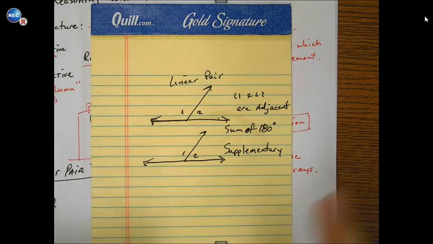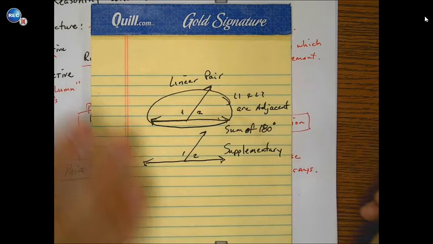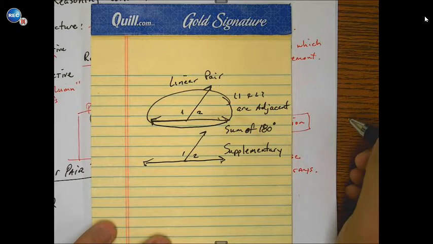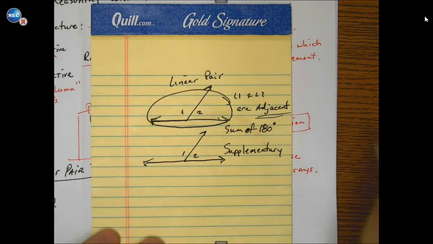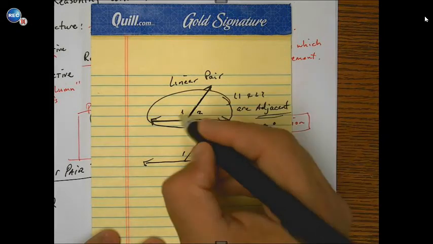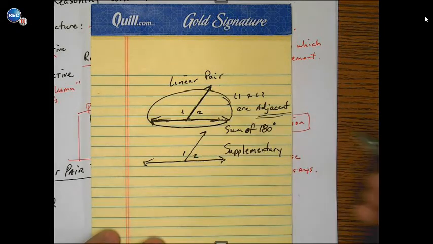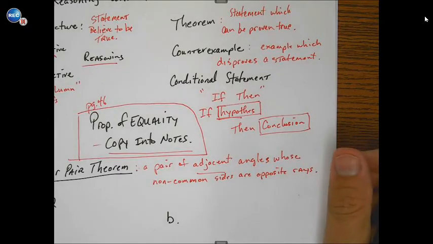Okay, so a lot of terminology today. Linear pair. This is a linear pair right here. Two angles that are adjacent. That's a linear pair. Okay? And if I don't know what adjacent means, they're next to each other. This is their common side. The non-common sides are opposite rays. Okay? Sum of 180. All right, so let's use that then in a theorem.